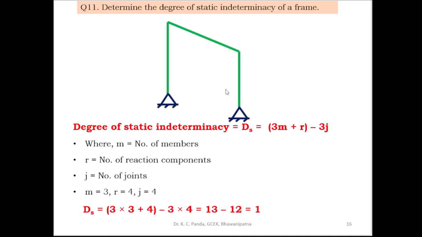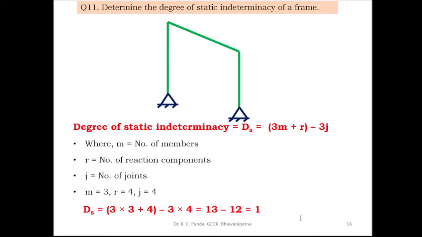Coming to another example. Here this support is hinged, this is also hinged, both are hinge supports. The total number of reaction components is equal to 4, the total number of members is equal to 3, and the total number of joints is equal to 4, J is equal to 4. Then you can find the degree of static indeterminacy using this expression: 3 into 3 plus 4 minus 3 into 4 is equal to 13 minus 12 is equal to 1.